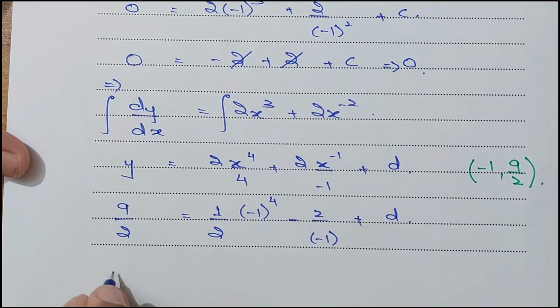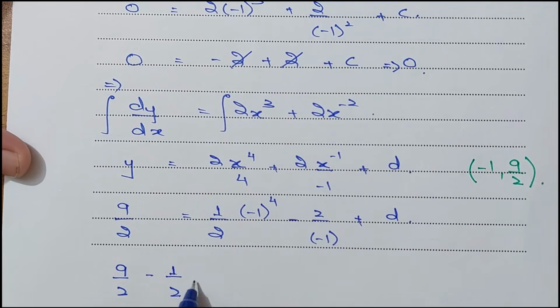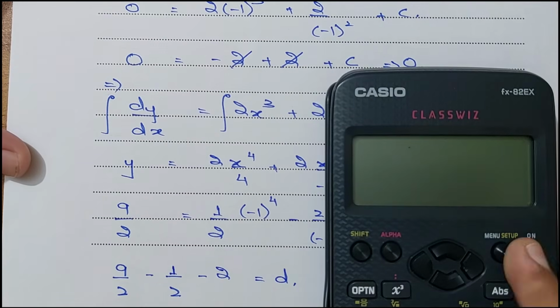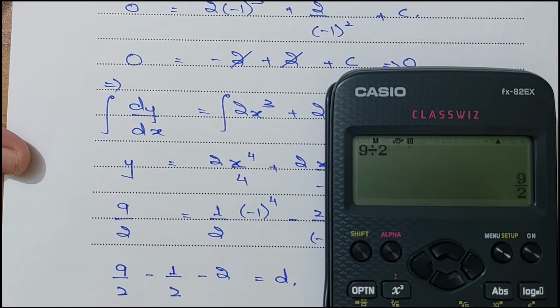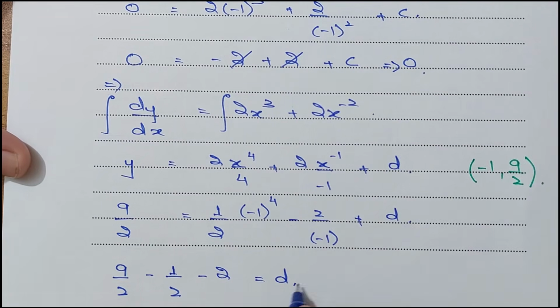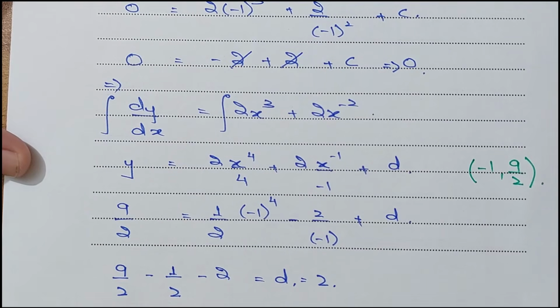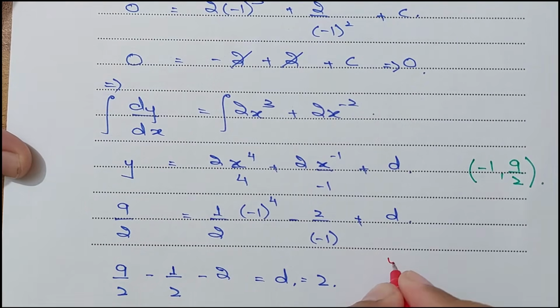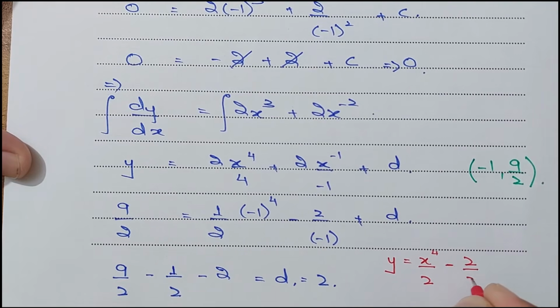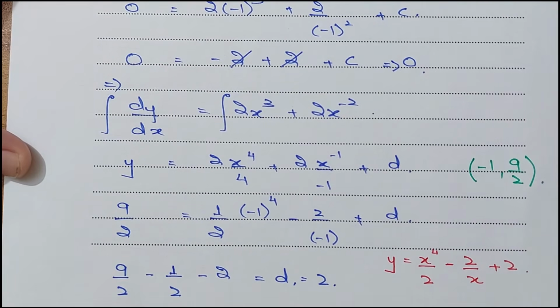Further simplification, we have 9/2, and minus this is positive, so shifting over here -1/2, and this is positive -2, and this is the d value. Let me simplify this. What is 9/2 minus 1/2 minus 2? This is equal to 2. So the d value is equal to 2. So we can say that the equation of the curve is y equals x power 4 over 2 minus 2 over x plus 2. This is the equation of the curve.